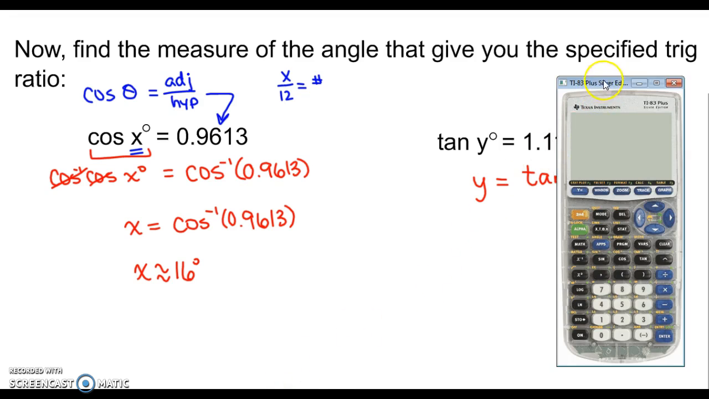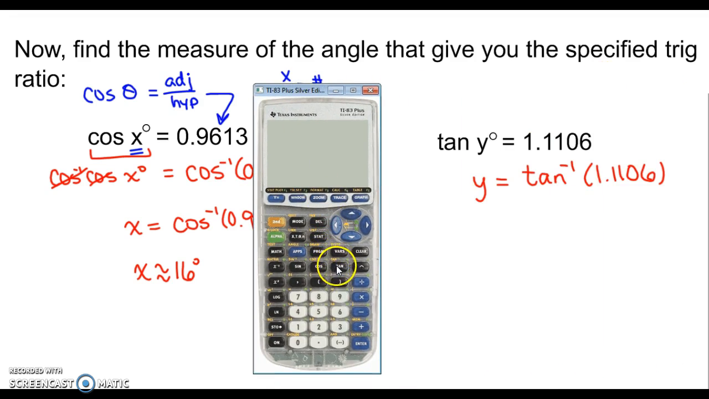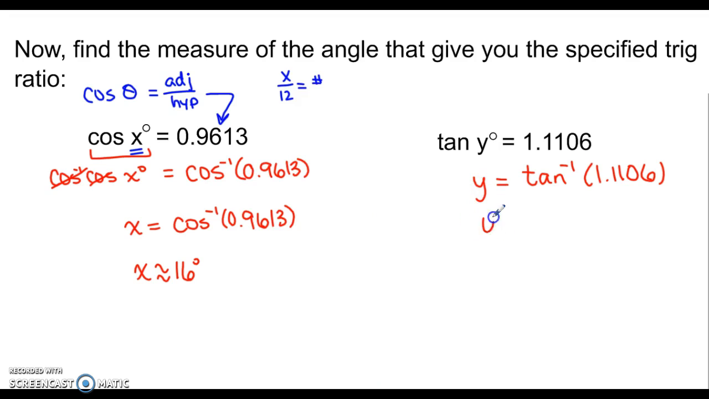So we're going to plug this into our calculator. Instead of using our tangent button and instead of using our second cosine, we're going to do second tangent of 1.1106. And this is about 48 degrees, because if we would round these up, this would go to 48 degrees. So y is approximately 48 degrees.